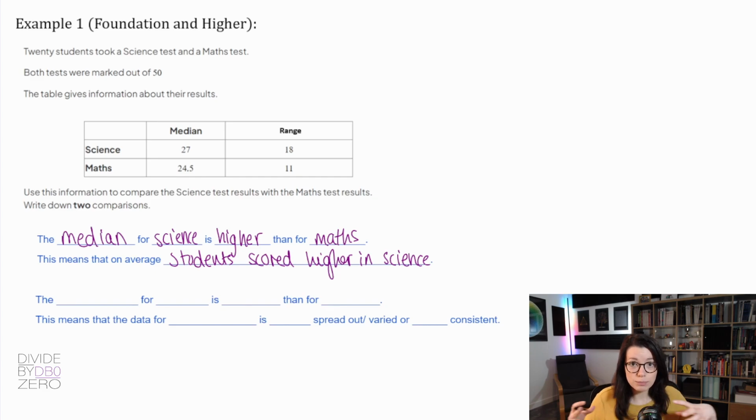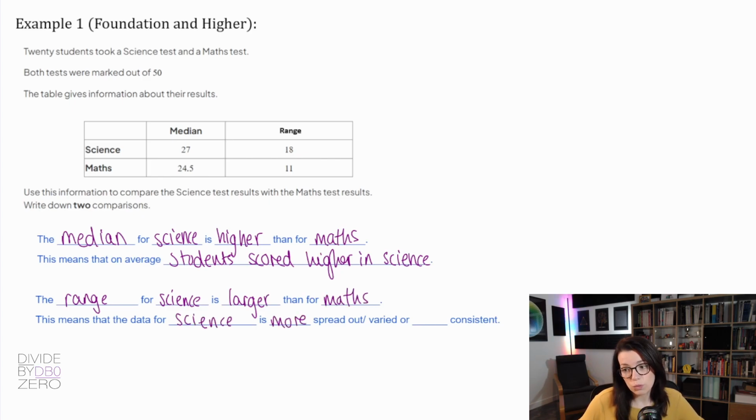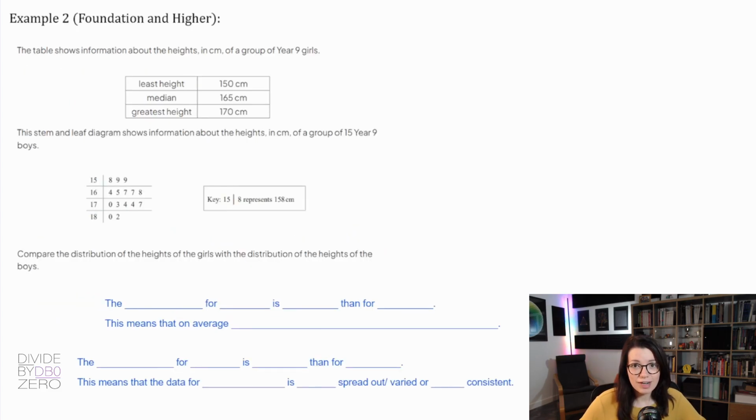Second comment about the spread of data. So it looks like the range for science is larger than for maths. This means that the data for science is more spread out or varied. Another way of thinking about this is less consistent. Now, the specific words you choose to use in that second part of the template are up to you, and it could depend on how you've been taught in school. Either way, as long as you're commenting on how spread out, varied, or consistent the data is, you will get the marks.